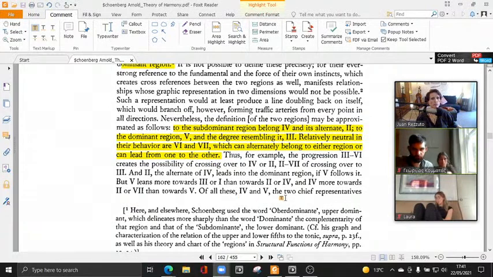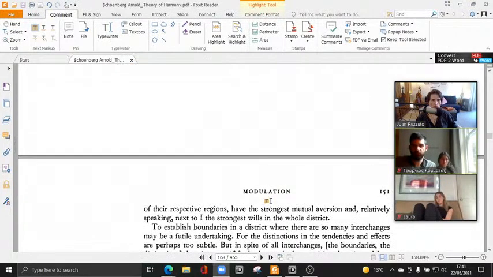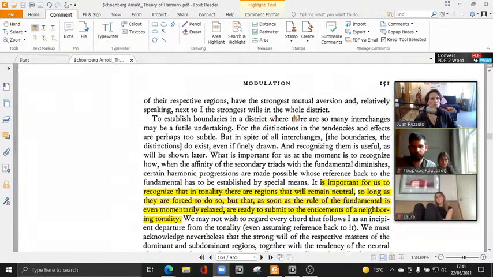All of these, 4th and 5th, the two chief representatives of their respective regions, have the strongest mutual aversion and, relatively speaking, next to the tonic, the stronger wills in the whole district. He says about district. Yeah. Let's go on a little bit more to explain what he just said. To establish boundaries in a district where there are so many interchanges may be a futile undertaking, for the distinctions in the tendencies and effects are perhaps too subtle. But in spite of all interchanges, the boundaries, the distinctions, do exist even if finally drawn. And recognizing them is useful, as will be shown later.